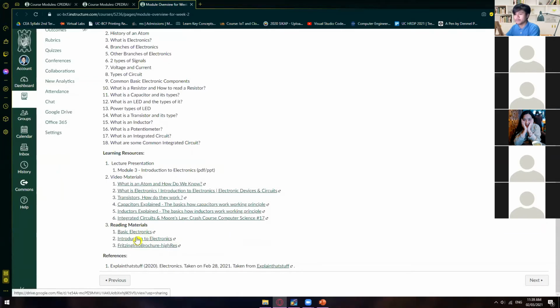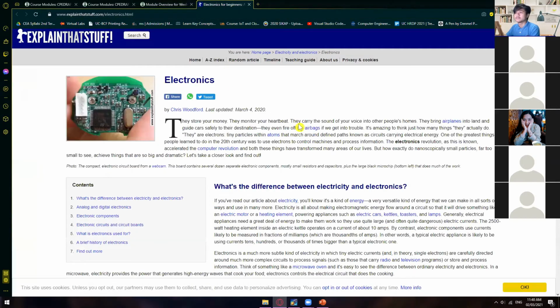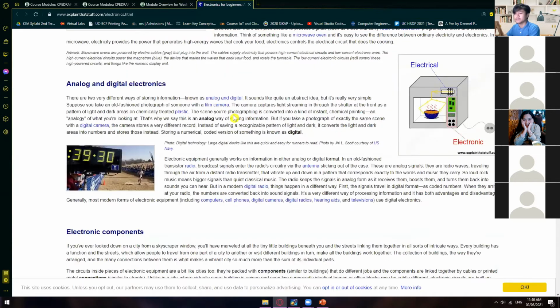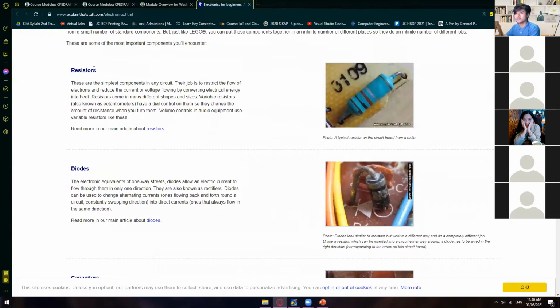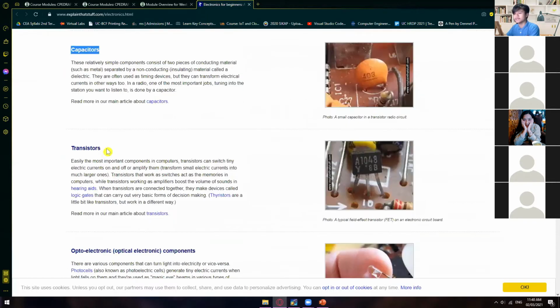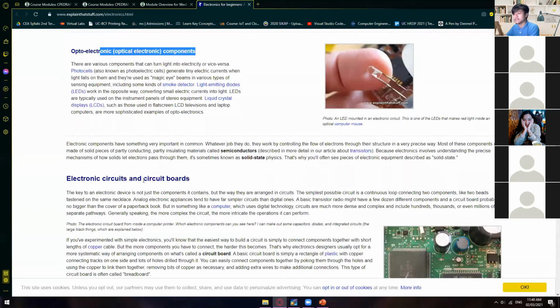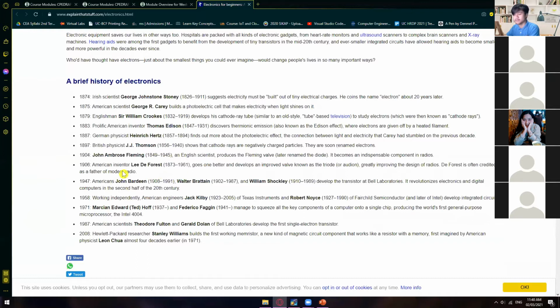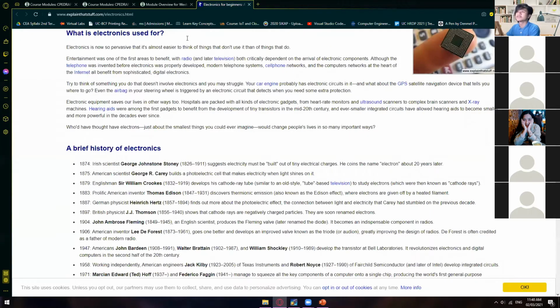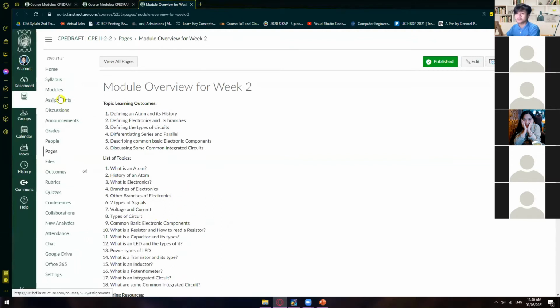And then the other two reading materials are all about electronics: the basic components, how to use them, what the usage is, when to use them, etc. Most of my ideas came from this website. It basically explains all of the basic components: resistors, diodes, capacitors, transistors, optoelectronics, circuits and circuit boards, etc., and then a short history of electronics. So please visit this one.